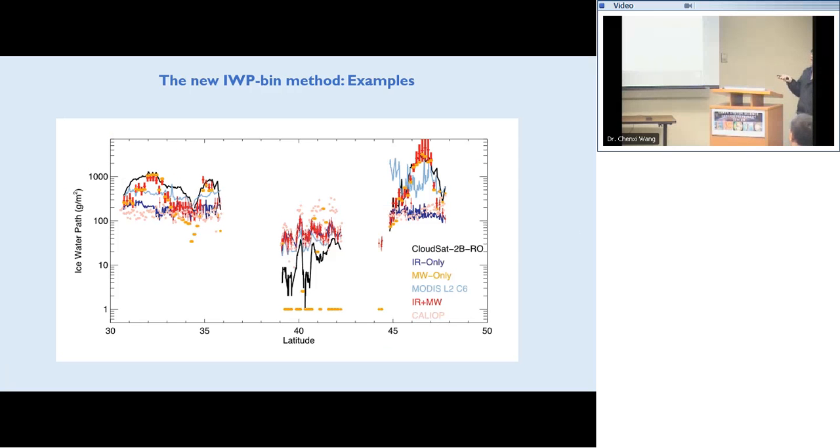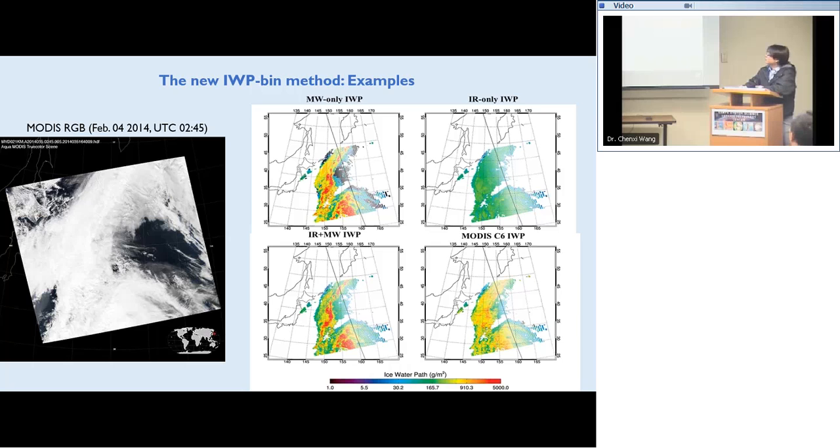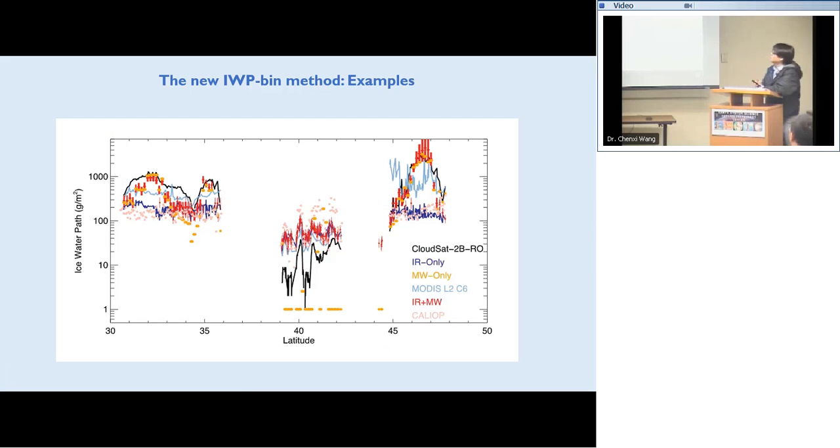And here's the curtain plot comparison along the CloudSat CALIPSO track. So you can see that here's the CALIPSO CloudSat track. We have different retrievals. The red one with uncertainty error bars is the combined retrieval, and the dark black line shows the CloudSat standard product, the dark blue one is infrared only, the light blue one is the MODIS standard product, and the yellow one, this one, is the microwave only.